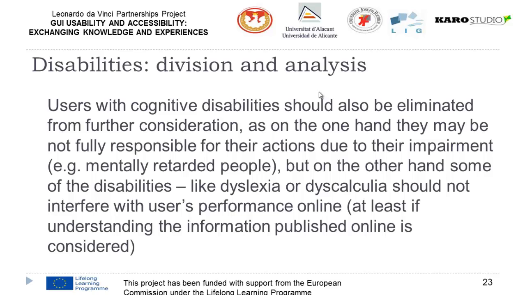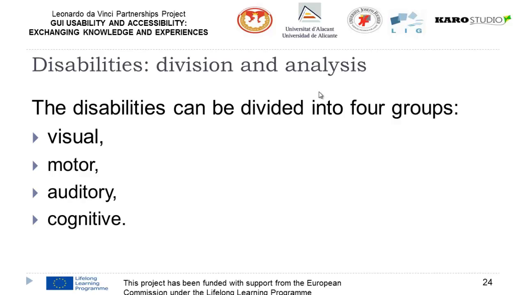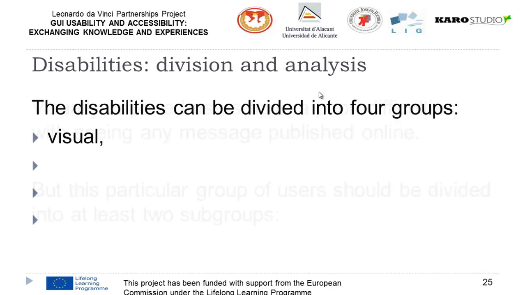Users with cognitive disabilities should also be eliminated from our further consideration, as on the one hand they may not be fully responsible for their actions due to their impairment, for example if they are mentally retarded, but on the other hand, some of those disabilities, like dyslexia, dyscalculia, and so on and so forth, should not interfere with users' performance online, as long as we are considering information published online. So again, we can remove cognitive disabilities from our list. So now we are left with visual disabilities.